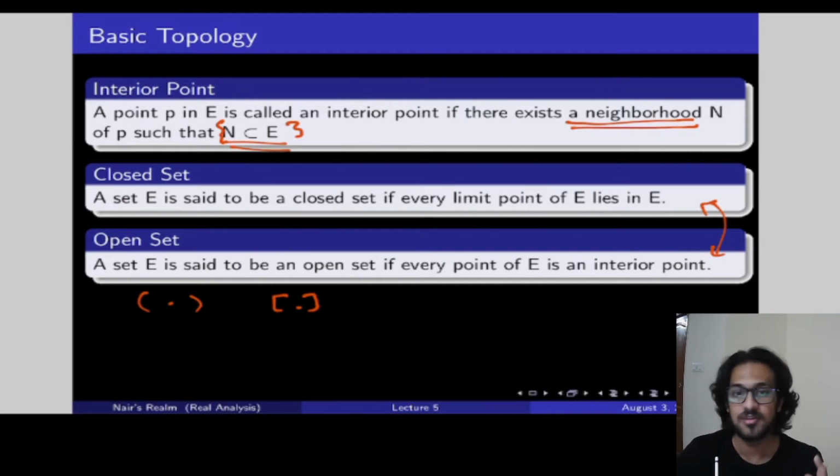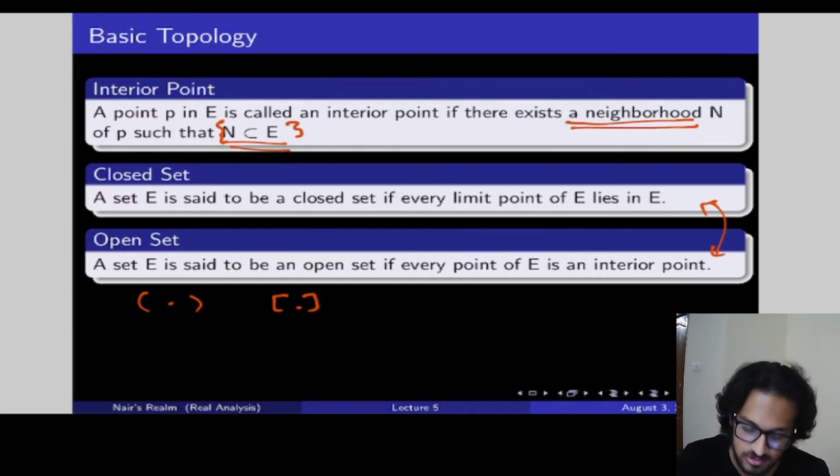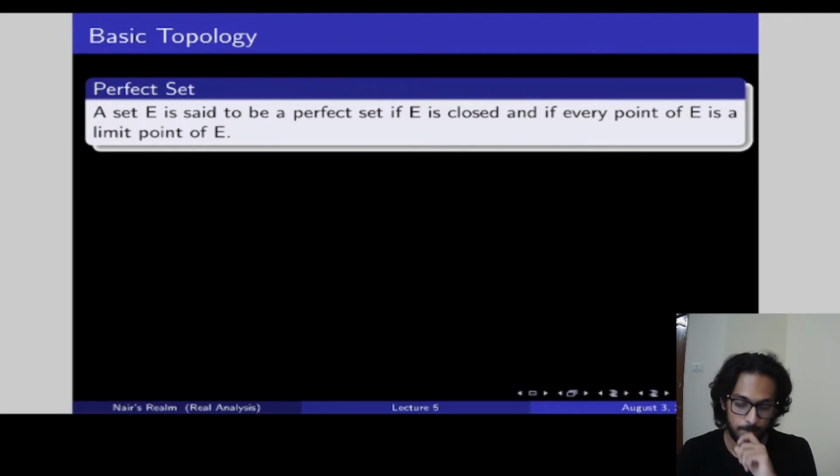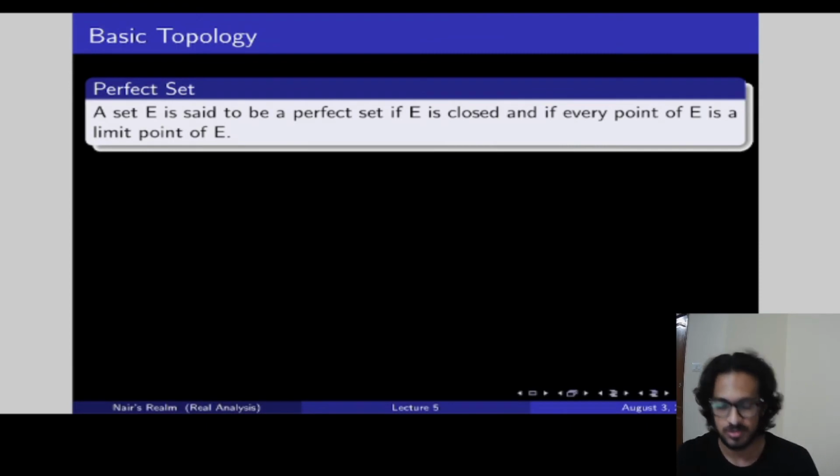But in a closed set, we are saying that every limit point of E should lie in E. We are not saying that every point of E is a limit point, right? So just notice these subtle differences, and that will help you a lot in understanding these definitions. We'll get back to this in detail with examples in the next few slides. I just want to get done with some basic definitions first. So this is the last definition I'll deal with for now, and then we'll get to some examples.